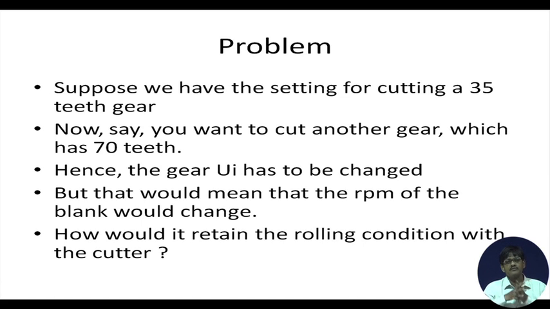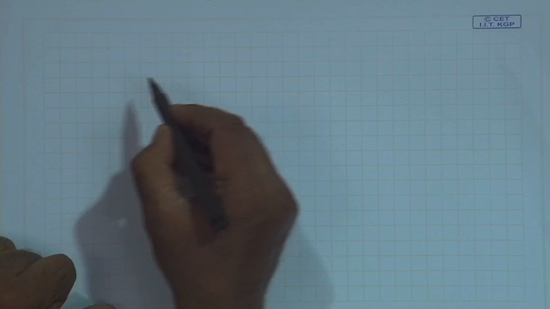Now, let us try to understand what it means. It means that I am keeping the cutter RPM constant, so that its peripheral speed is remaining constant. At the same time, I am changing the workpiece RPM. If the workpiece RPM is changed, previously it was having rolling action with the cutter. How come it will retain that rolling action still? Shall I draw a figure to discuss this one? Let us see. Please have a look at this paper.